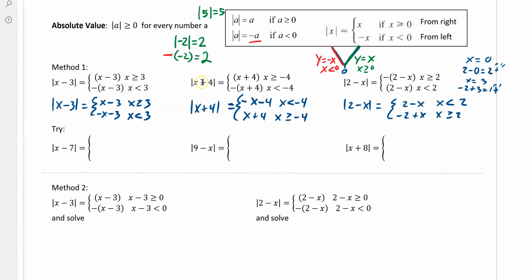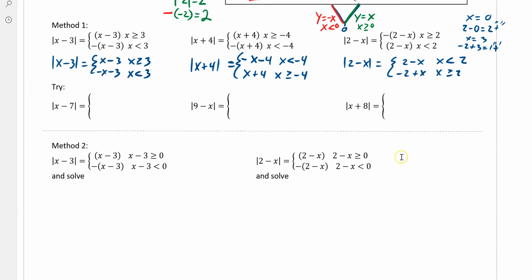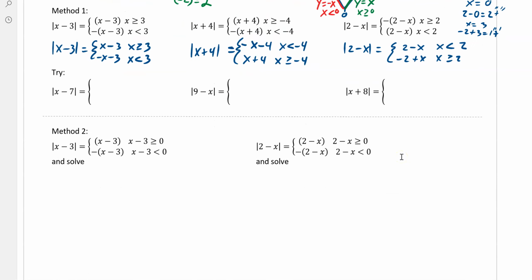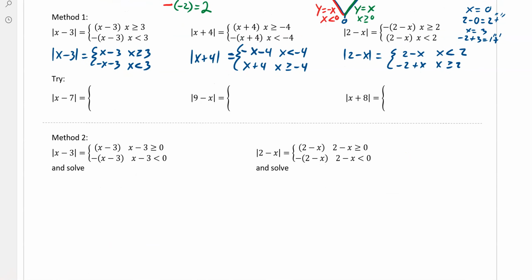So again, if it's just x plus 4, you put positive x plus 4, x is greater than negative 4. Negative x plus 4, x is less than negative 4. And if it's backwards, like 2 minus x, then you just want to switch them. So now the positive gets the negative, and the negatives get the positive. Okay, so let's have you try these really quickly. If you don't like this method, I'm going to show you a second method, and you can try it again. So hit pause and give it a shot.